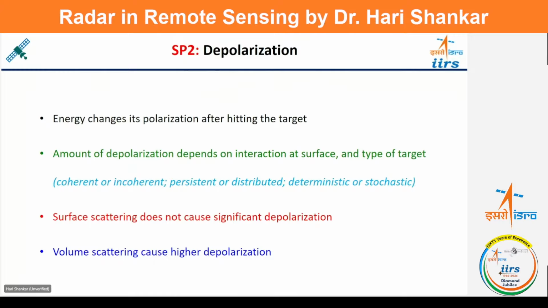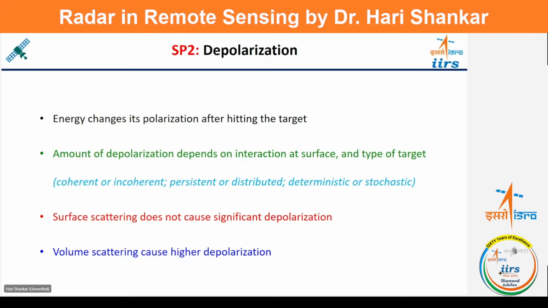And the name of the incoherent targets may be distributed targets or stochastic targets. Just keep in mind there is a variety of targets on the surface, so they have varying degrees of depolarization. Depolarization means the initial polarization of the signal is disturbed, or the polarization level is changing. How much it is changing is called the depolarization.